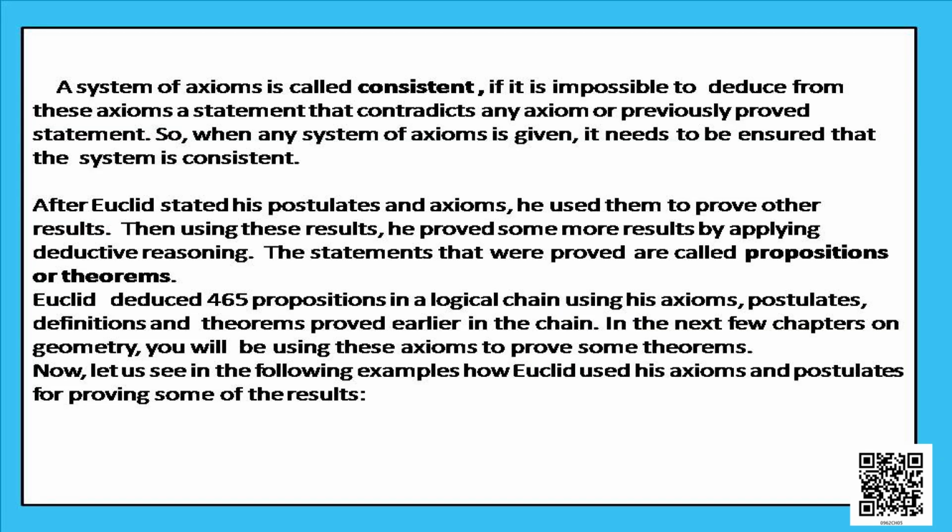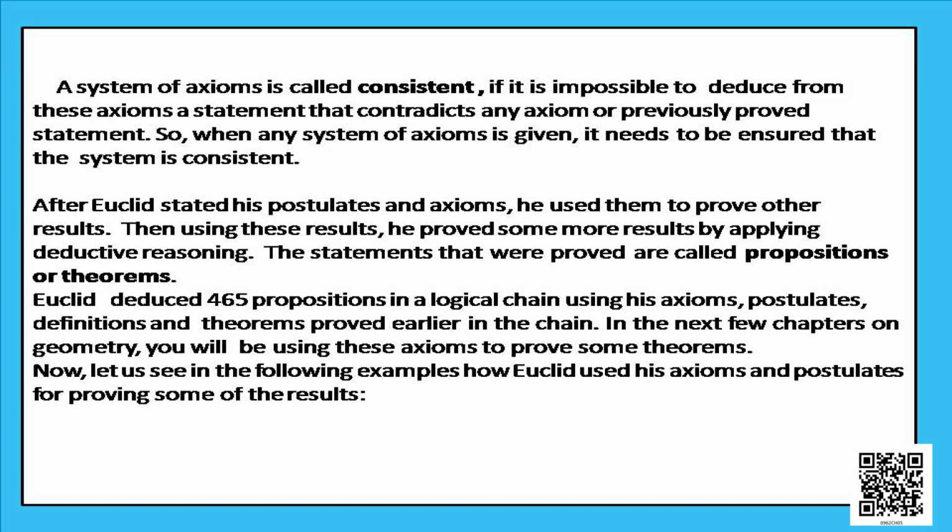In our last session, we discussed the concepts of Euclidean geometry, the axioms and the postulates. So students, a system of axioms is called consistent if it is impossible to deduce from these axioms a statement that contradicts any axiom or previously proved statement. So when any system of axioms is given, it needs to be ensured that the system is consistent.